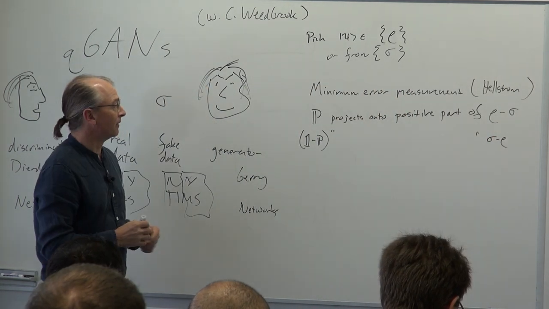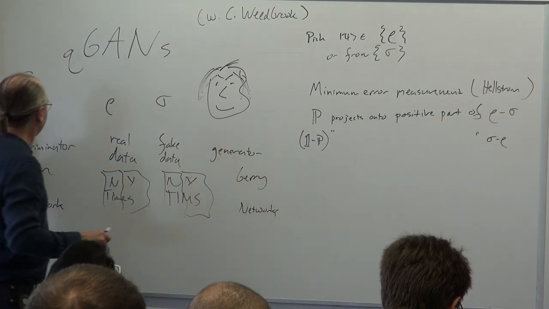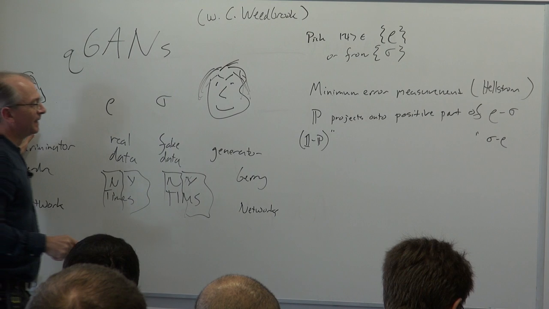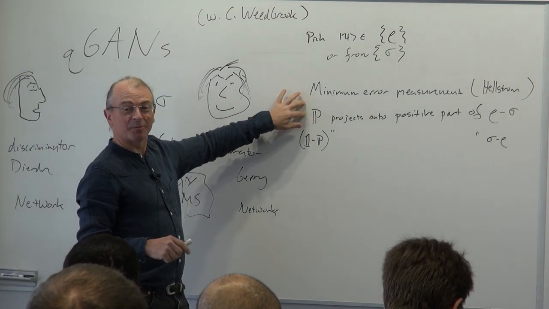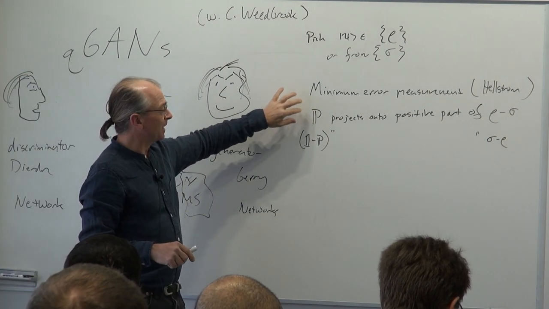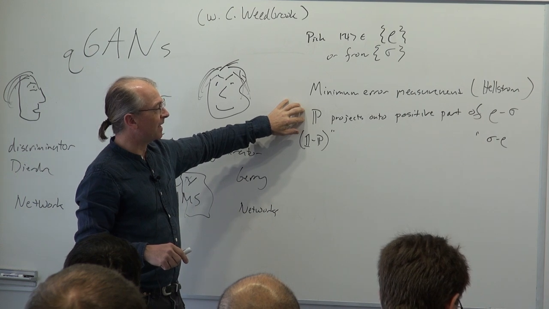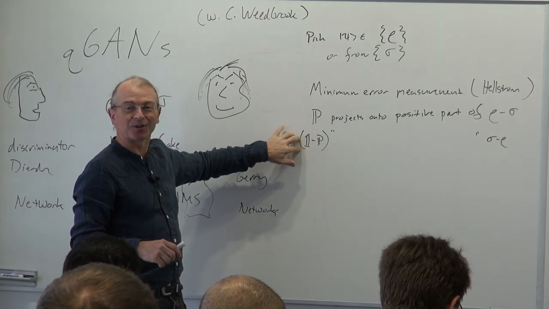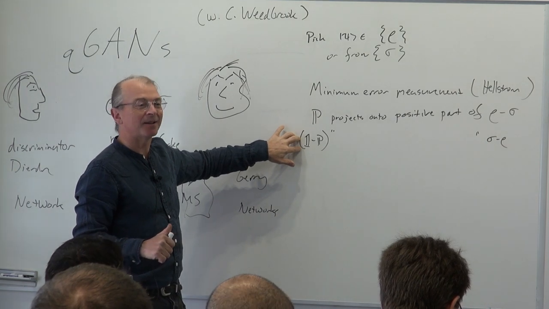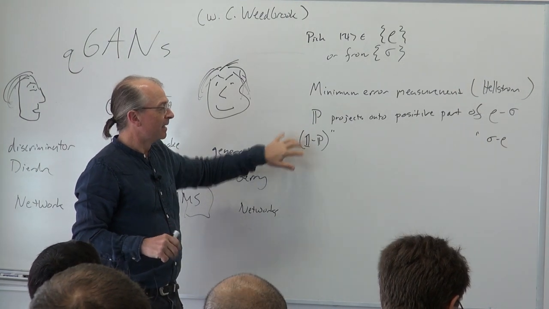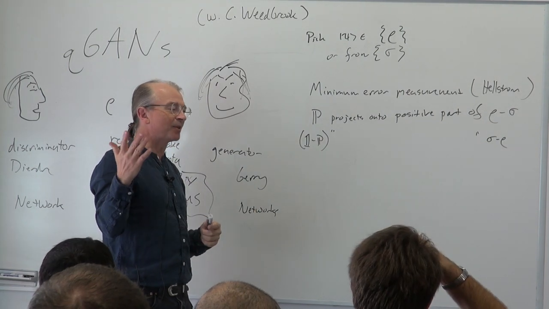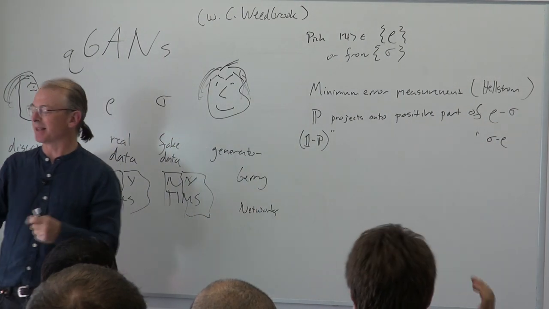So if Deirdre, the discriminator, knew this measurement, she could just perform it. And if she gets the result corresponding to this, she says, aha, I believe that it's the real data. If she gets this result, she says, aha, I believe it's the fake data. And this will minimize her probability of error. So you see how this is much simpler. This is actually much simpler than the classical case.